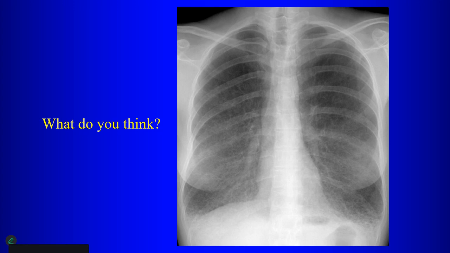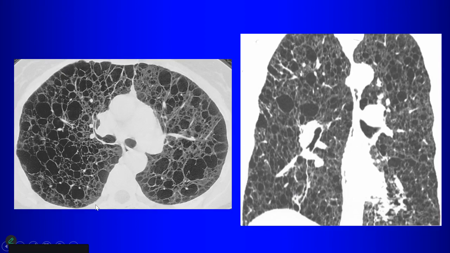Well, in keeping with the topic of our discussion, maybe some interstitial abnormalities, but another striking finding here is what? Well, what do you think of the lung volumes? Increased, right? So lung volumes are increased, okay? The CT shows this. The CT shows what? Cysts. Yeah, diffuse cysts throughout the lungs.